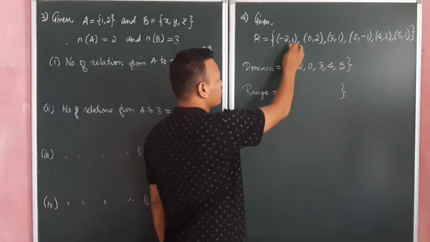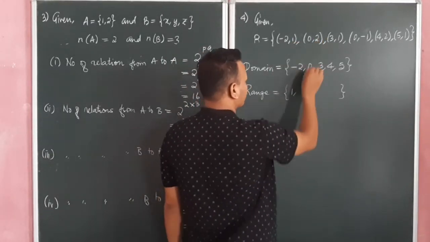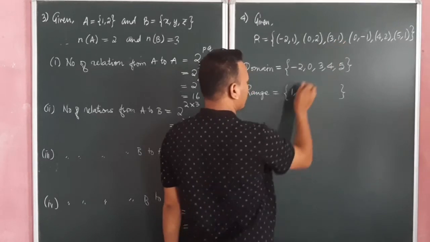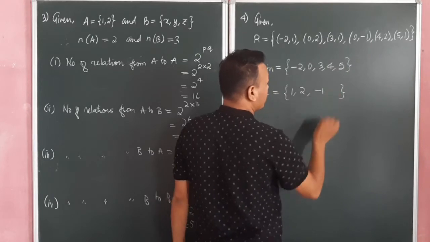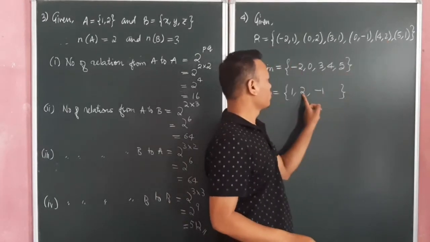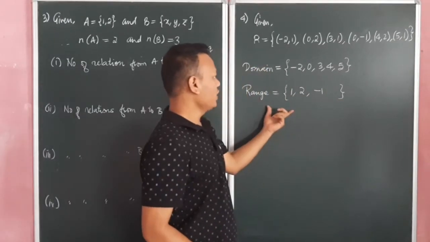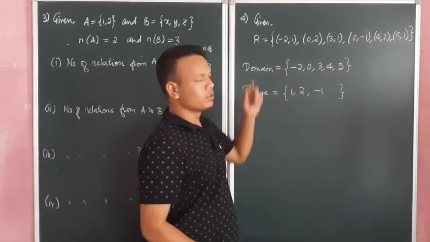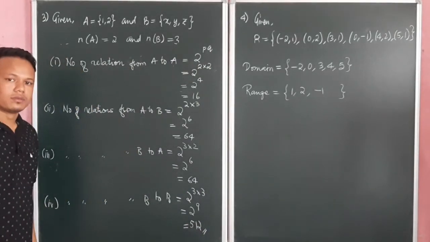For example, the second element here is 1. Yes, next is 2, next is 1, which is already written, next is minus 1. Yes, next is 2, 2 is also written, and next is 1, so 1 is also written. So this gives you the range and this gives you the domain for this particular relation. So pause the video and note it down.